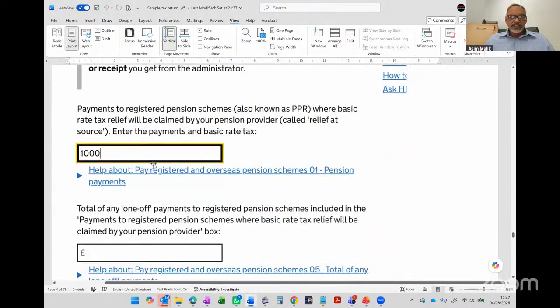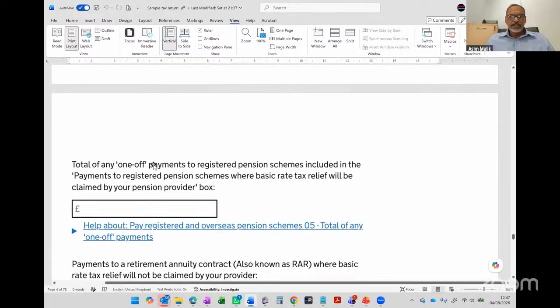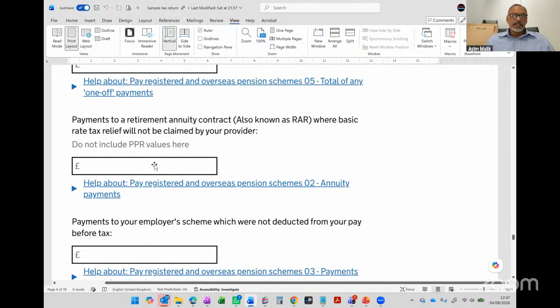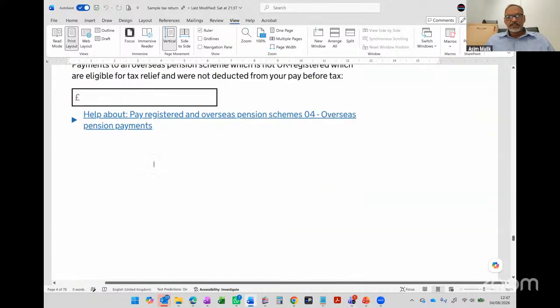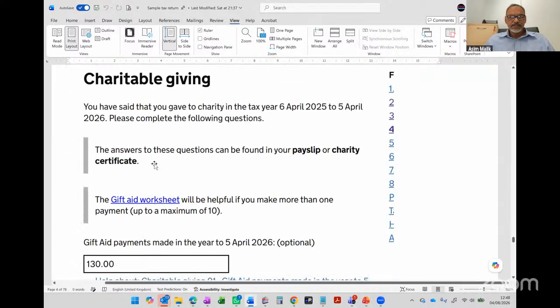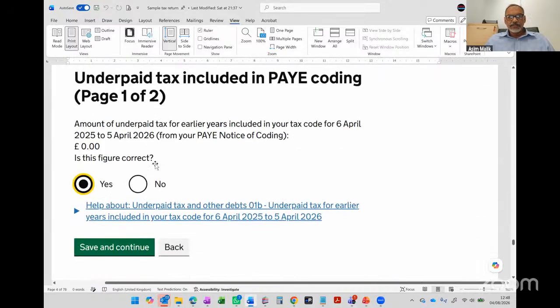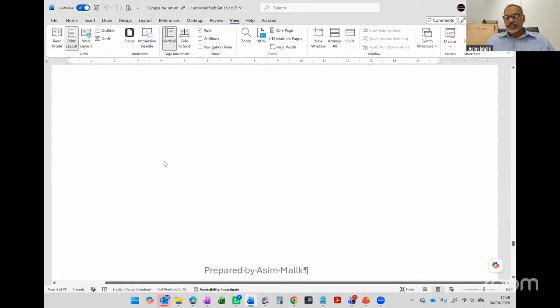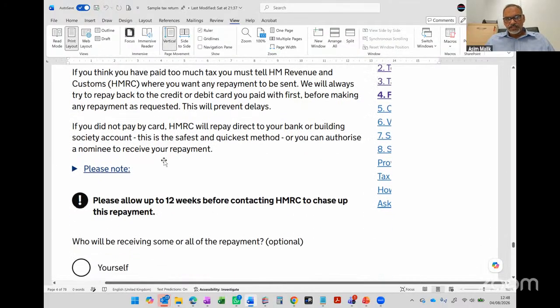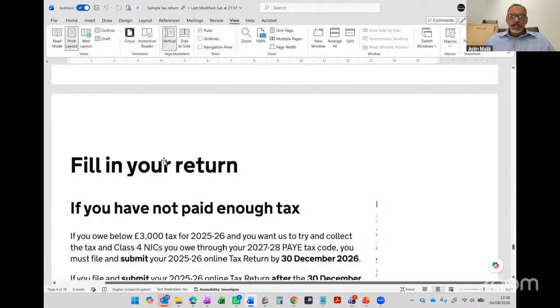Reliefs, district pension scheme में आपने payment scheme ही है. Charitable payments हैं, again, this is something you basically disclose here ताकि आपको relief मिल जाए. Any underpaid tax जो PAY कोडिंग में HMRC ने आपको लेटर वगैरह लिखा होगा, अगर वो है तो just disclose it here.